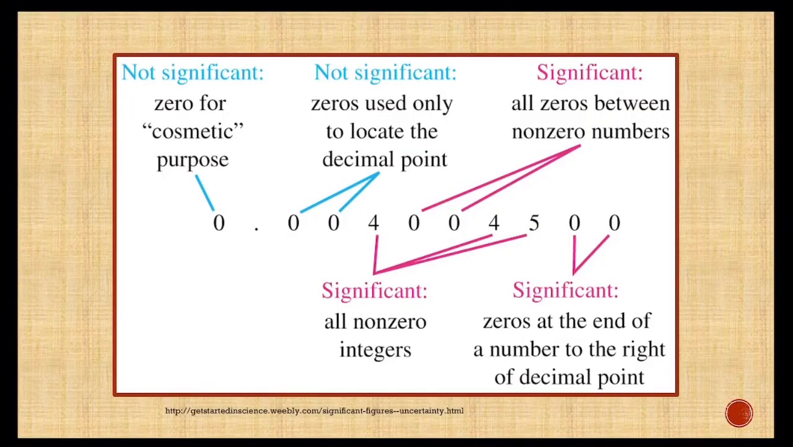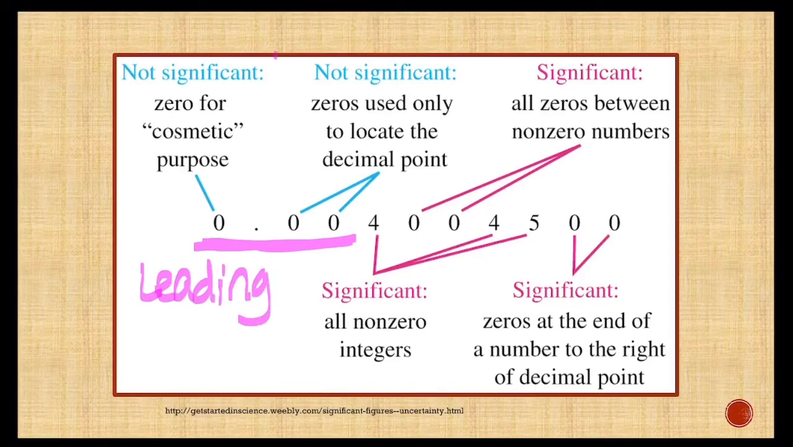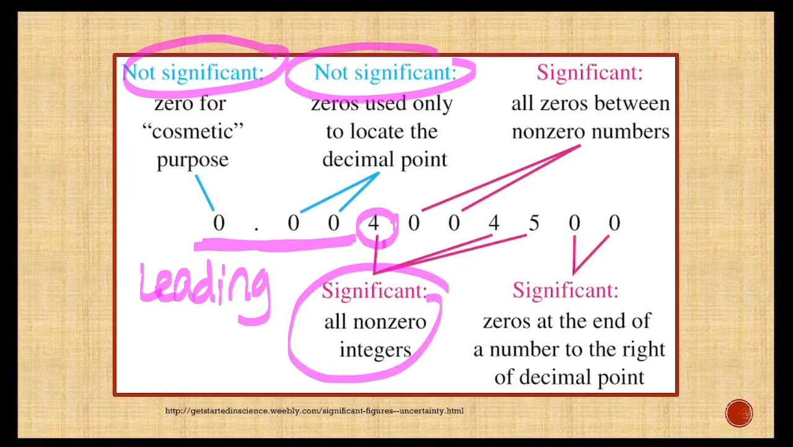This slide shows you how to evaluate each digit in a number. So notice the zeros at the beginning. These are all leading zeros. And remember, leading zeros are never significant. They're only used as placeholders to preserve the value of the digit that follows. 4, the next digit, is a non-zero integer. Remember, non-zero integers are going to be significant. The zeros in the middle are captured zeros. So these captured zeros are always significant.